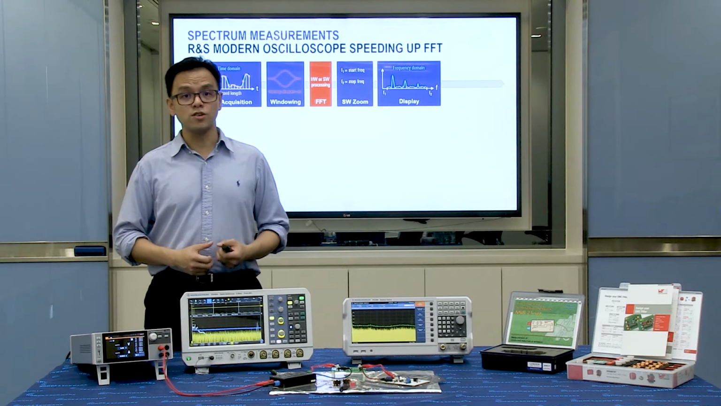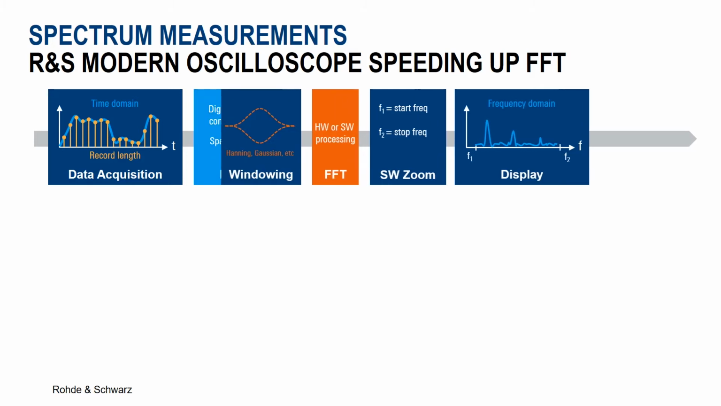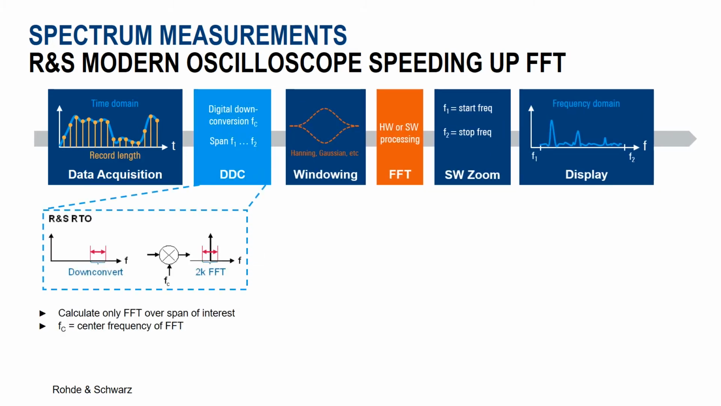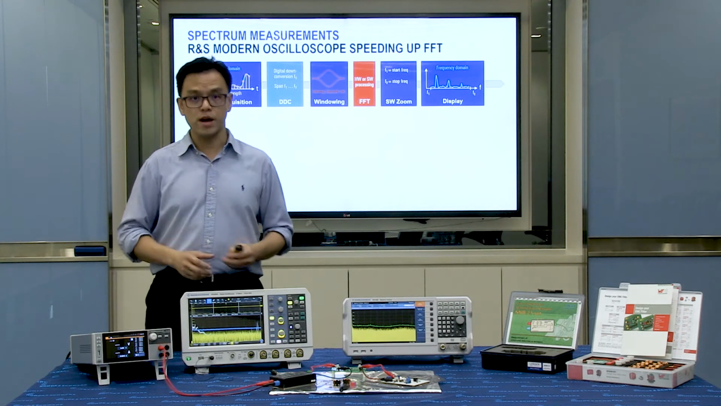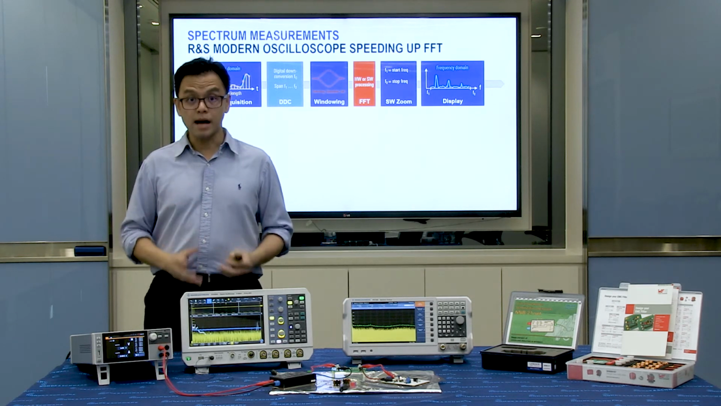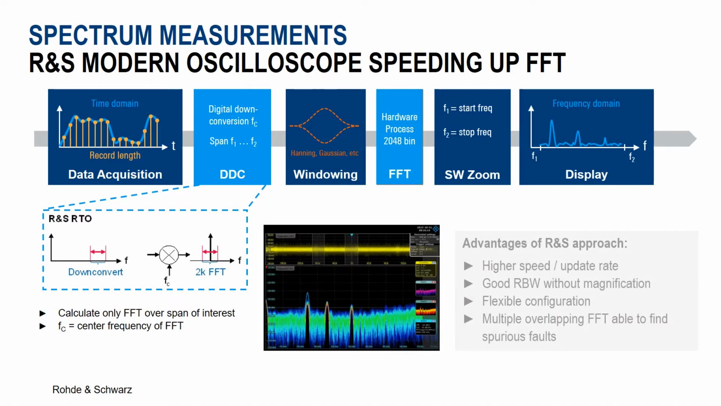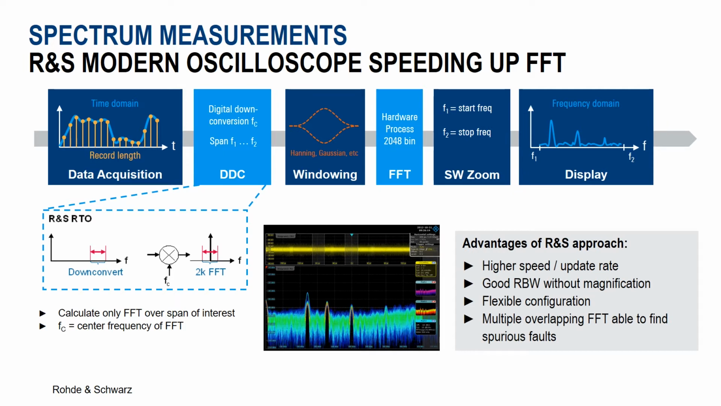In R&S's new oscilloscopes, a digital down conversion is used to reduce the samples required to just the required range. The reduced samples are then passed into a hardware ASIC that allows even faster processing, hence this improves the overall usability of the FFT, especially in EMI testing.